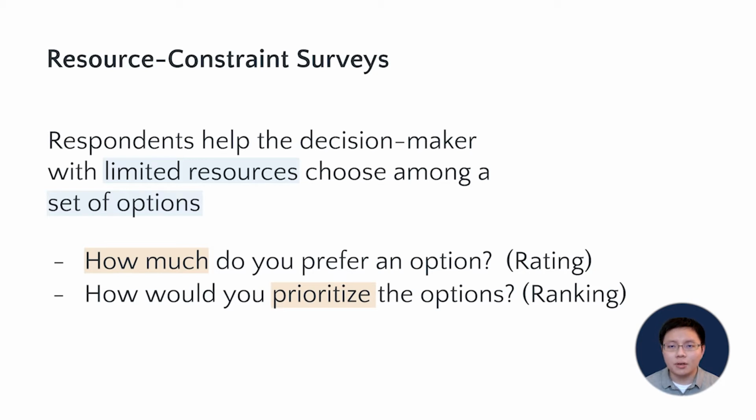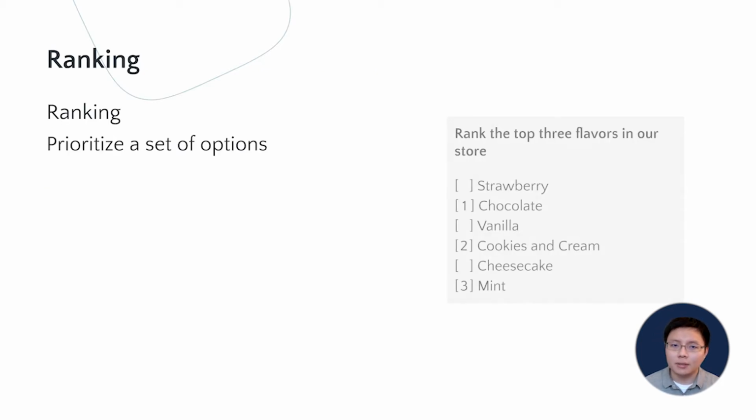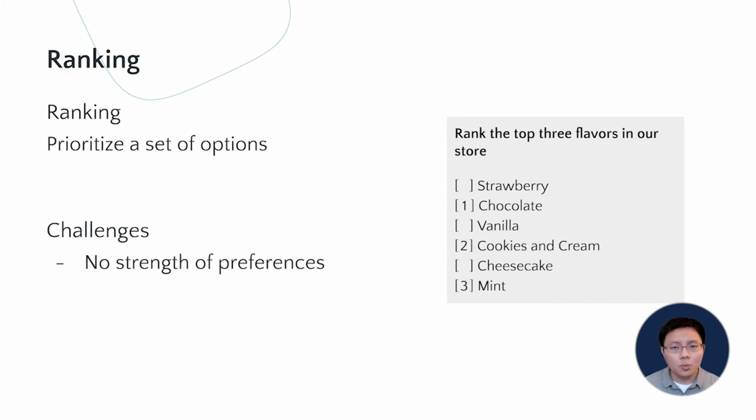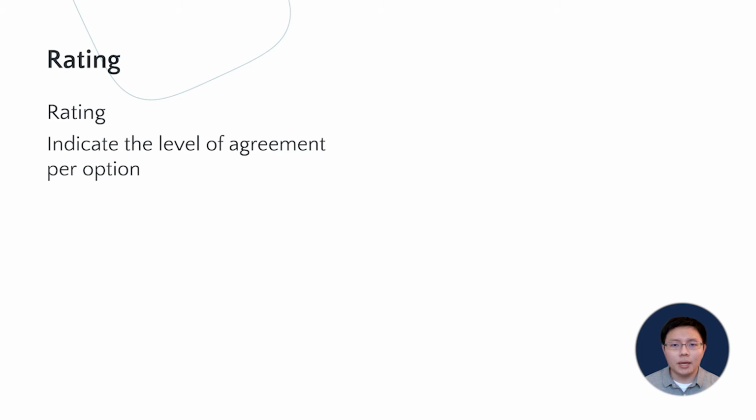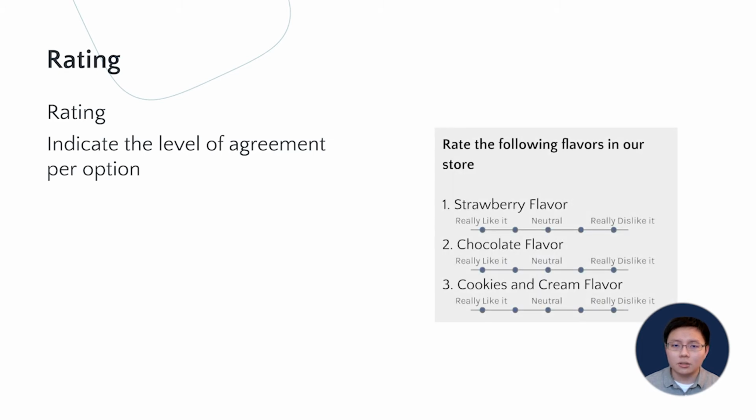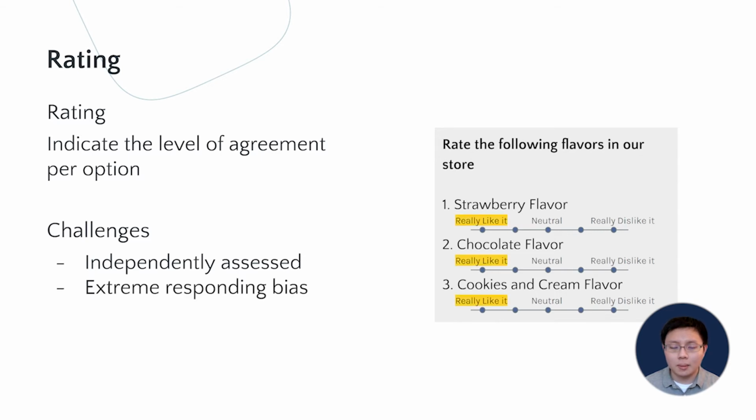I could use a ranking survey to ask customers how they rank the different flavors. However, ranking surveys cannot elicit how much more a participant values a flavor over the other. I could also deploy a rating survey, for instance, a Likert survey, to ask participants how they value each of the different flavors. Notice that in the Likert survey, customers assess each flavor independently and do not explicitly prioritize. Likert scale surveys are prone to extreme responding bias. For example, customers can rate all options as really like it.